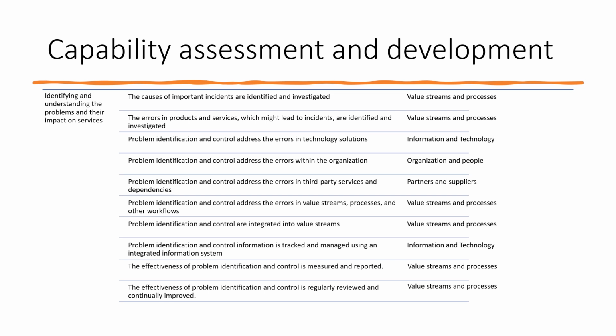First practice success factor of the problem management practice. Identify and understand the problems and their impact on services. I will not mention the criteria in the order on this slide, but group them by the dimension, starting with the value streams and processes. The causes of important incidents are identified and investigated. The errors in products and services which might lead to incidents are identified and investigated. Problem identification and control address the errors in value streams, processes, and other workflows.